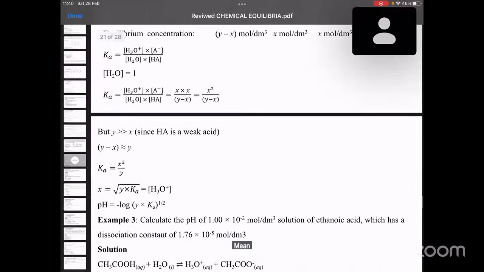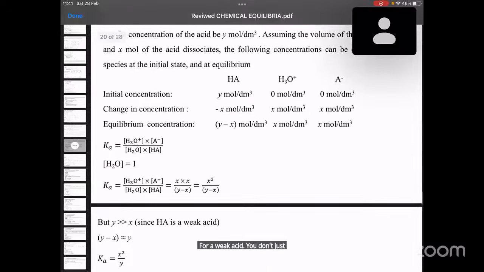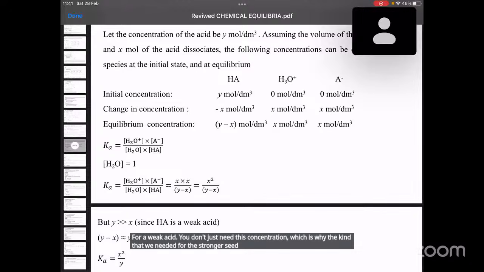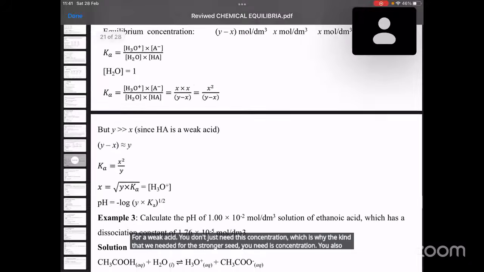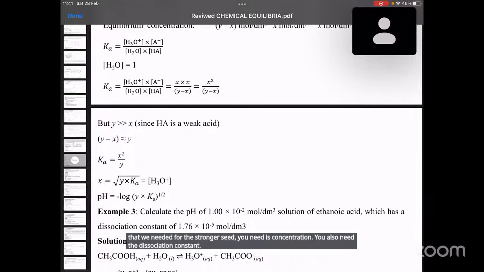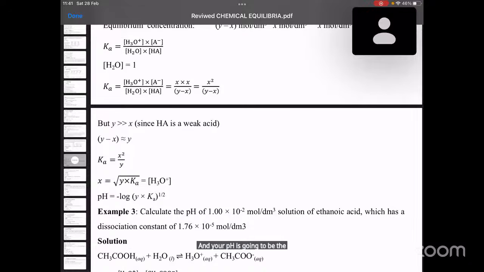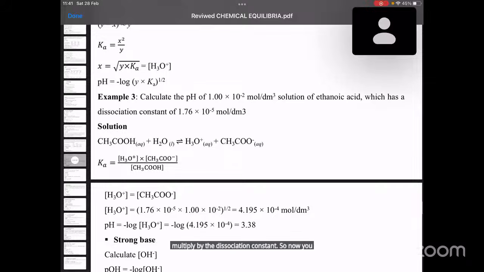Meaning that at the end of the day, when you want to calculate pH for a weak acid, you don't just need its concentration, which is Y, the kind that we needed for the strong acid. You need its concentration, and you also need the dissociation constant. And your pH is going to be the minus log of the root of the concentration multiplied by the dissociation constant. So now you have an example.